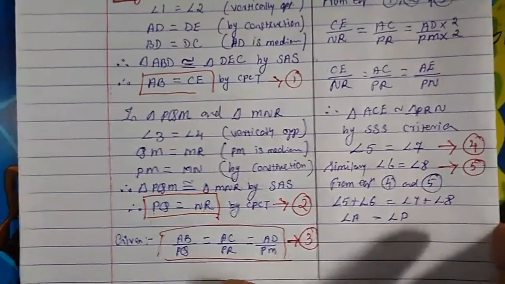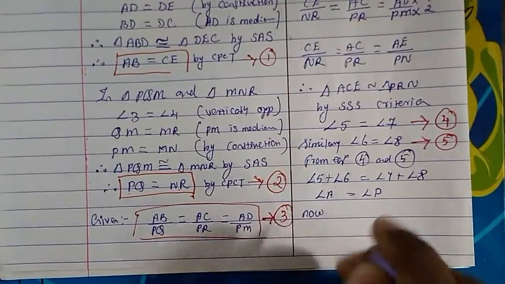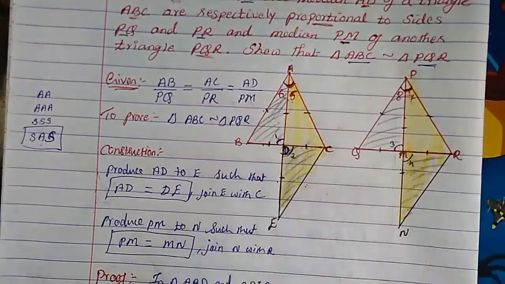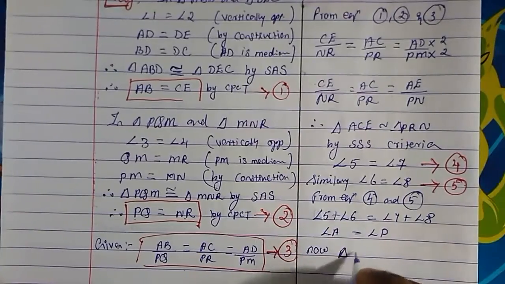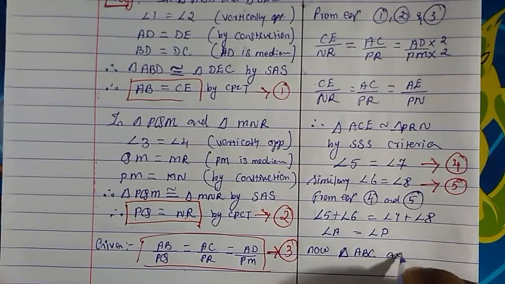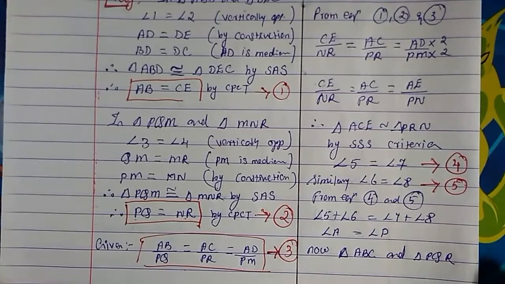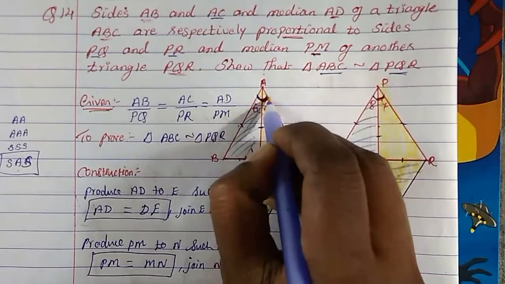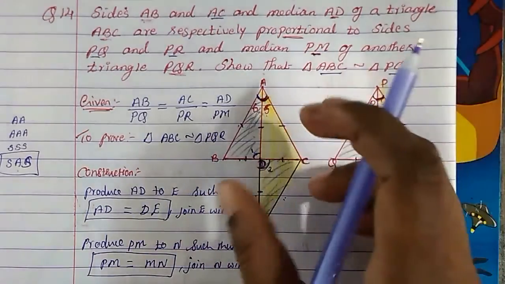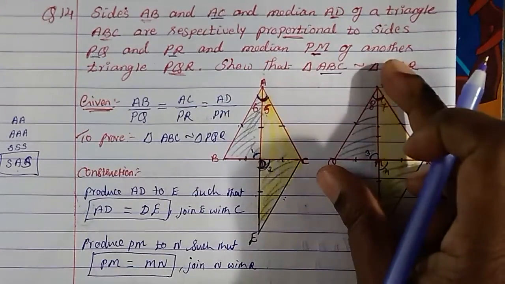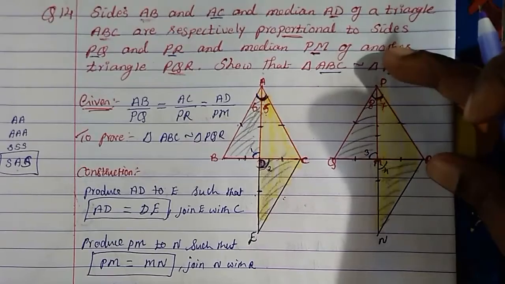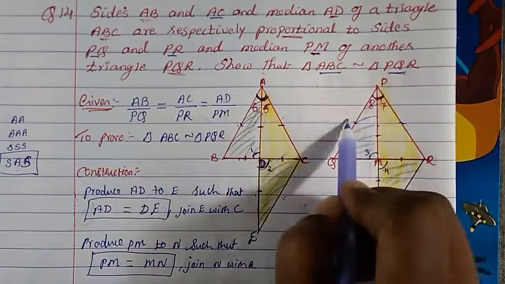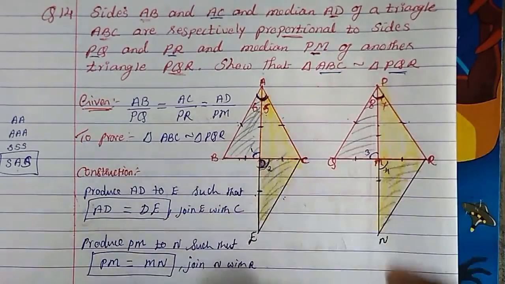What we are supposed to prove is actually these two triangles, ABC and PQR. Now in triangle ABC and triangle PQR, what do we have between these two triangles? We have proved that angle A is equal to angle P, and we are also given that AB upon PQ and AC upon PR ratios are equal. So we have side angle side, and we can say both the triangles are similar.